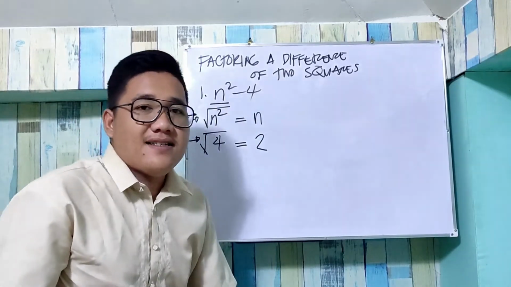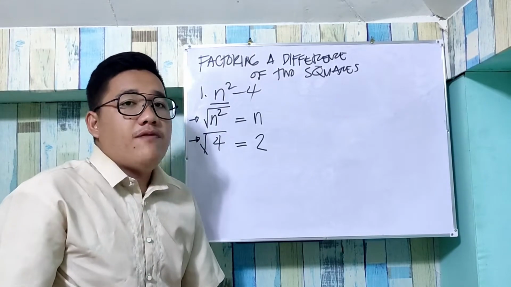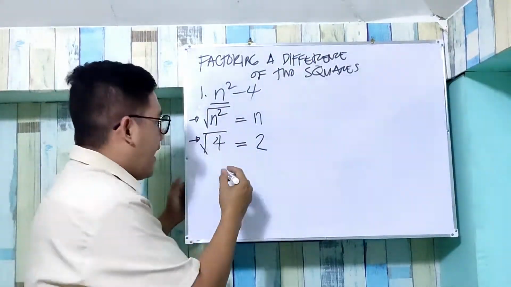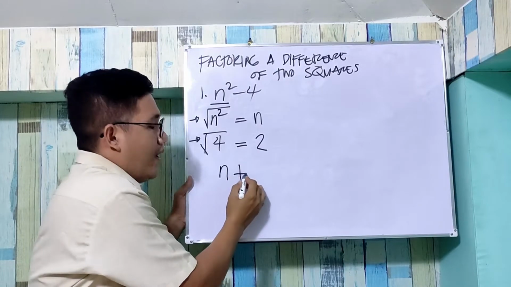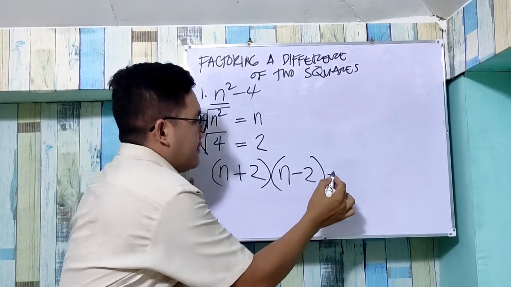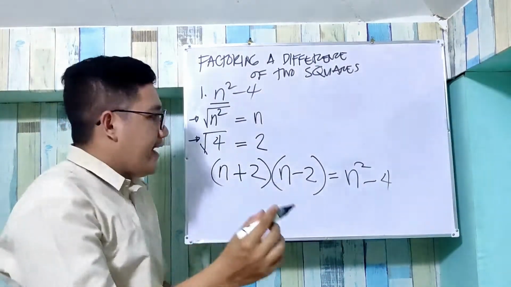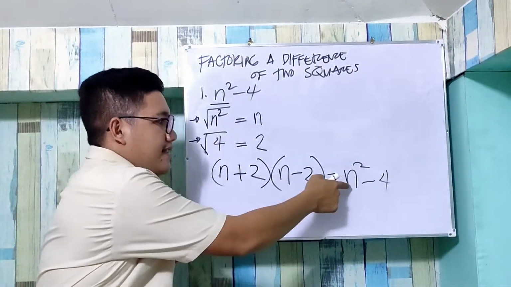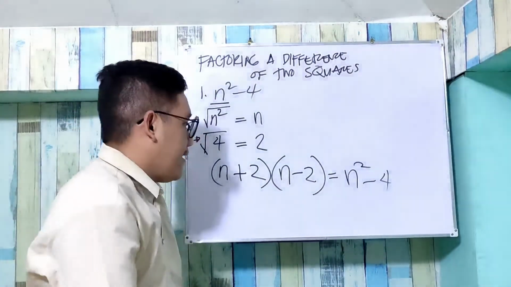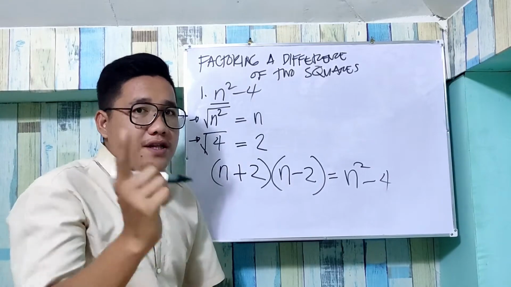So, the second and the last step, we are going to get the principal square root, form the factors, one a sum and a difference. So, in other words, we have n plus 2, one a sum, and n minus 2, one a difference. This is equal to n squared minus 4. To check, n times n, that is n squared, 2 times negative 2, that is negative 4. Therefore, that is correct. 2 minus 2 is 0, so no need to write. So, n squared minus 4. Another example.